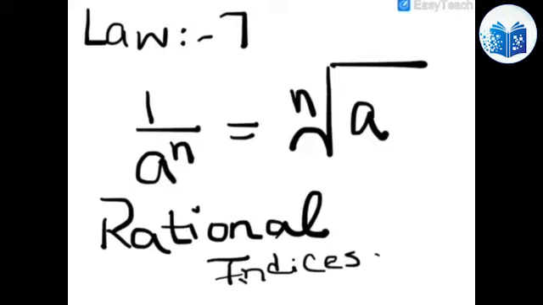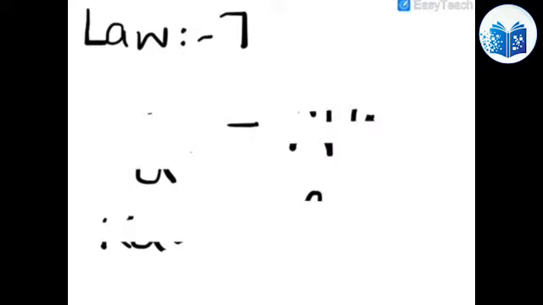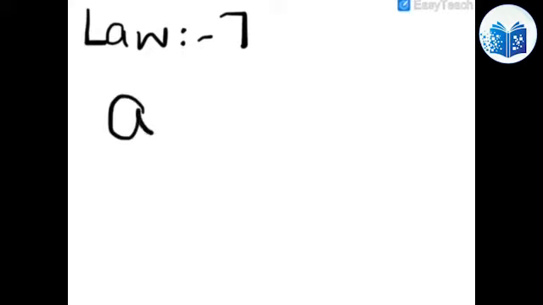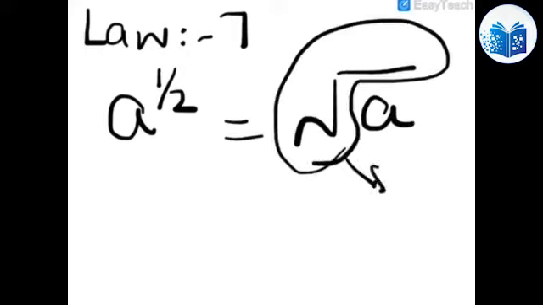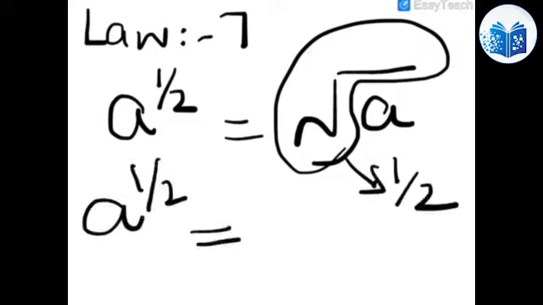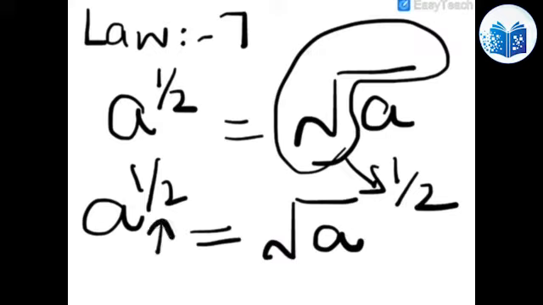Let me give you an example of this law number 7. If I write a power 1 over 2, this is actually the square root of a, because this thing is always equal to 1 over 2. So you can write it like this, or you can write it like this. It's one and the same thing. Okay, this is just for 2. I'm not saying that for every number we can write it this way, no. But whenever we have the half as the index of a number, it is actually the square root of that base.